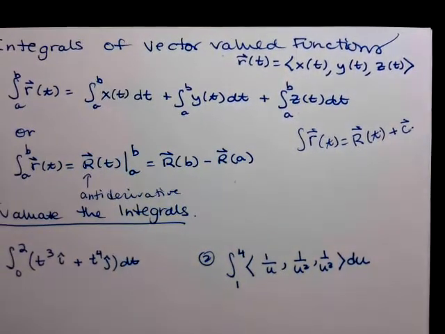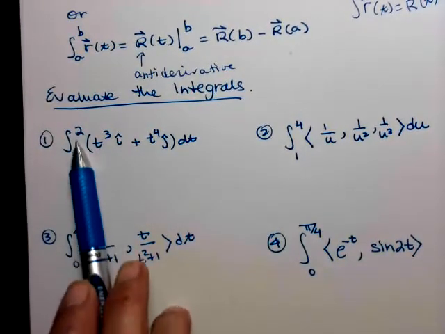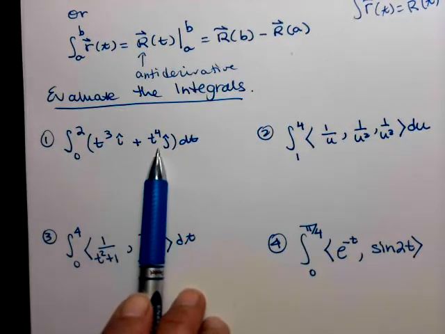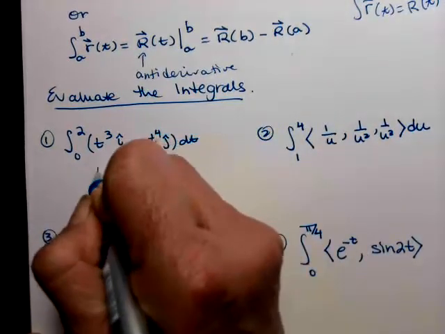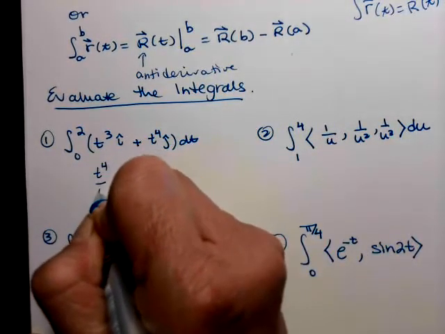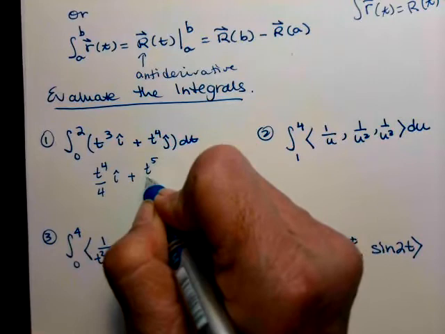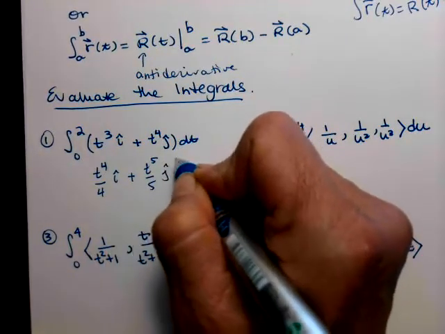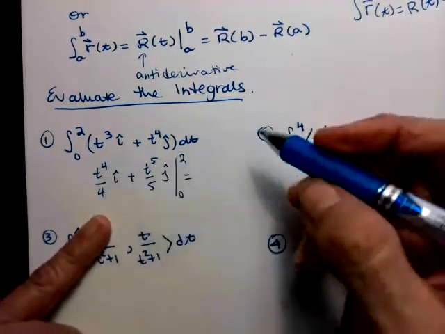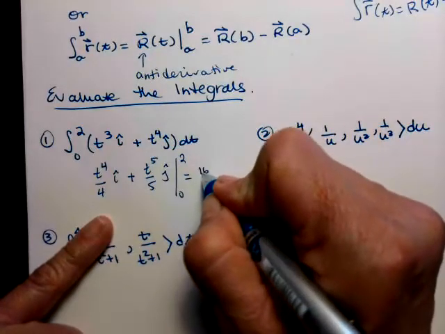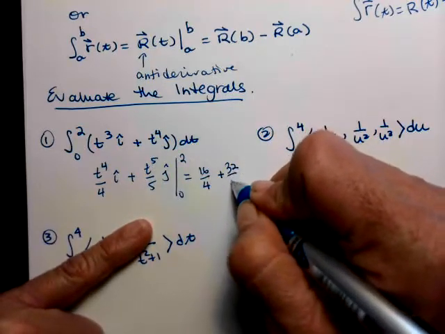All right, so let's go ahead and practice. Evaluate the integral. This first one, I'm going 0 to 2 of t cubed i hat plus t to the fourth j hat dt. So we're going to get t to the fourth over 4 in the i hat direction plus t to the fifth over 5 in the j hat direction between 0 and 2. Okay, so we'll plug in 2 first. So 2 to the fourth is 16. So I'm going to get 16 fourths plus 2 to the fifth is 32 fifths.